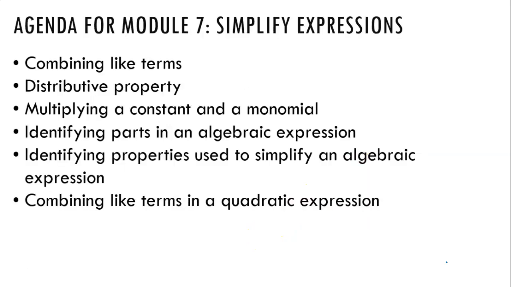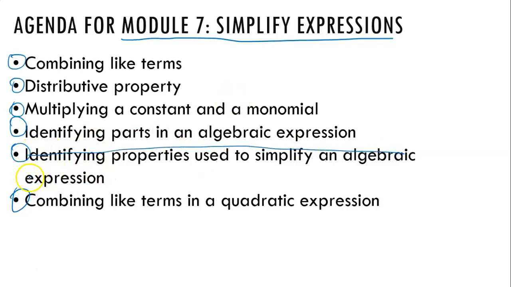At the top of a new page of notebook paper, I want you to write Module 7, Simplify Expressions. You don't need to write all of these down. We'll write them down as we go. Today we're going to be talking about combining like terms. We're going to use the distributive property. We're going to talk about how to multiply a constant with a monomial, which is something that has a variable. We're going to identify the parts in an algebraic expression, and we're actually not going to do identifying properties. We took that out.